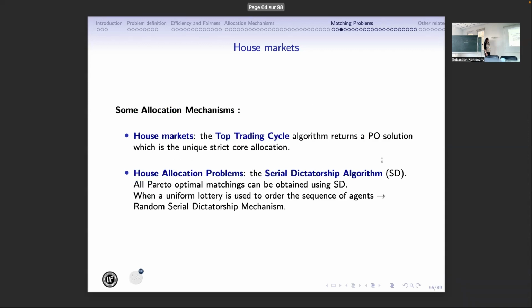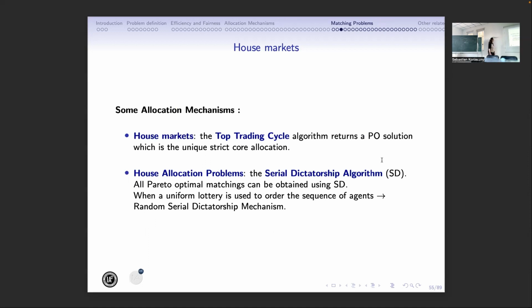So in fact, in house markets, we will consider Pareto optimality, and we will consider the rank of the resource we obtain. If we have a house market, as I said before, we can use the top trading cycle. If we have a house allocation problem, most of the time we can use the serial dictatorship algorithm. So it is a picking sequence where the number of items equals the number of agents.